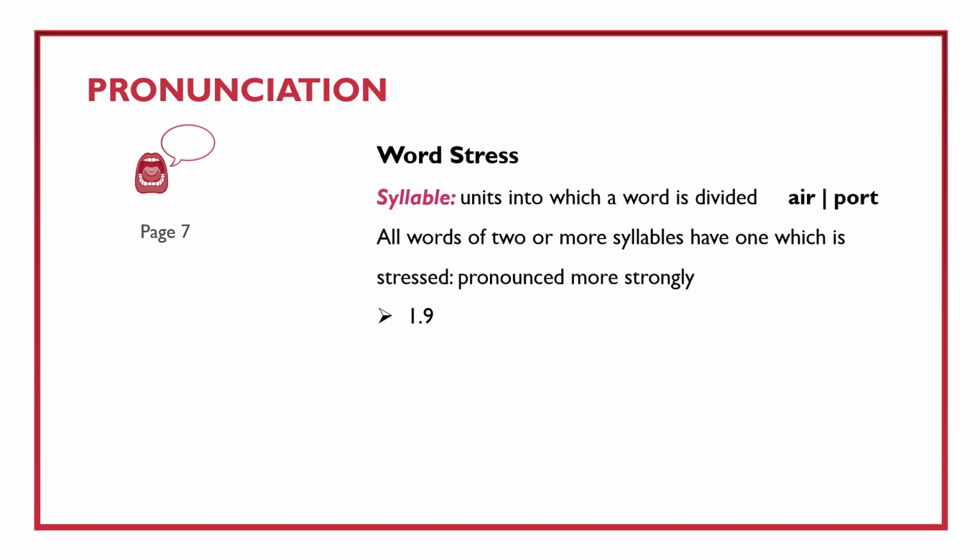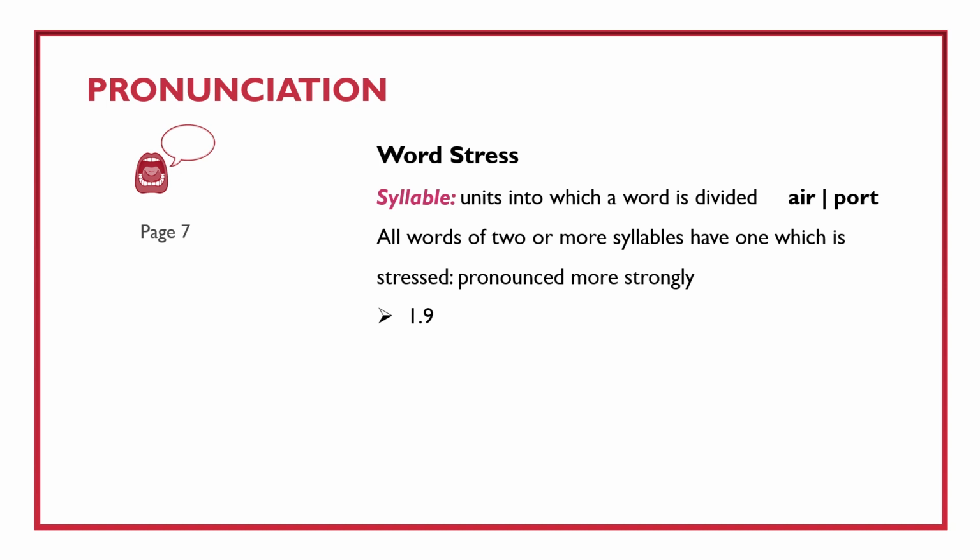In the second part of the pronunciation, we have word stress. What is word stress? To define word stress, first I need to explain syllables to you. Syllables are units into which a word is divided. If you take a word like airport, for example, airport has 2 syllables. That means this word is divided into 2 units, air and port. Each time we have a little pause, that's 1 syllable.